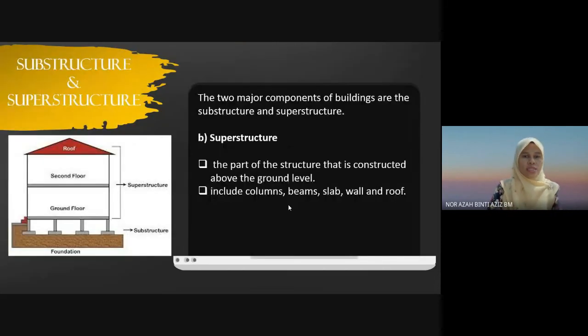Next, superstructure. Superstructure is all the structural elements above ground level. For example, we have beam, we have column, we have slab, we have roof, we have wall. All of these are superstructure. Okay, simple, right?